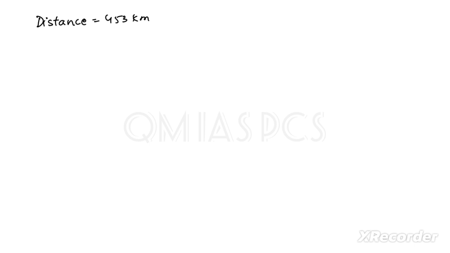Okay, it is given that the distance is 453 kilometers. Let's say this is place A and this is place B, and the distance is 453 kilometers. When we are going from A to B, the average speed was 37 kilometers per hour.